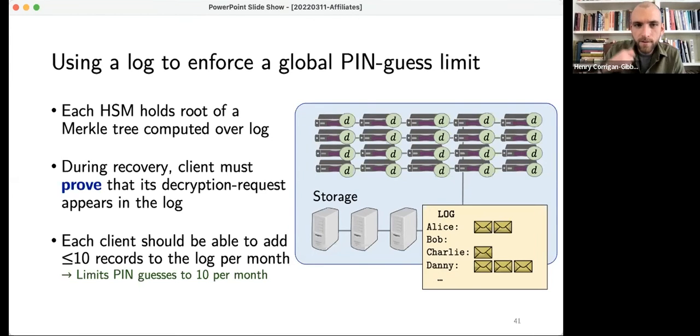When the user wants to begin a recovery operation, the client inserts some metadata about its recovery attempt into the log. And then it proves to the HSMs that this recovery attempt is logged, and that there haven't been too many guesses on my PIN in the last month. By checking, the user proves to the HSM that, say, there has been only one recovery attempt on my PIN so far, and then the HSM will be convinced relative to this digest and will allow the recovery attempt to proceed.